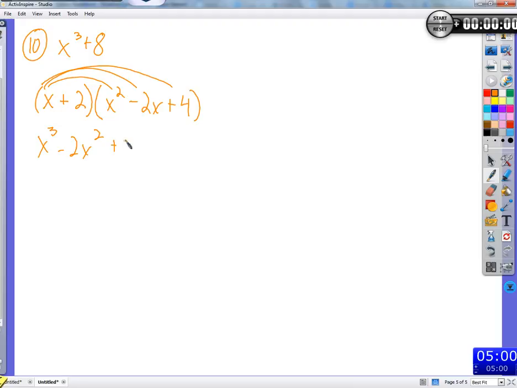Plus 4x. Something's going to have to cancel out that 4x as well. So what's happened here? We get plus 2x squared, but look at that, that cancels that out. Minus 4x, that cancels that out. Plus 2 times 2 times 2, that's 8. We just wind up with x cubed plus 8.